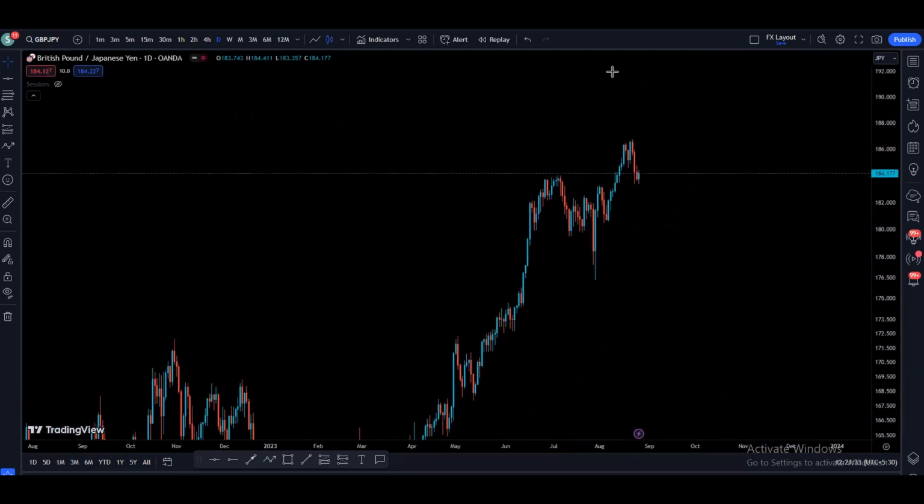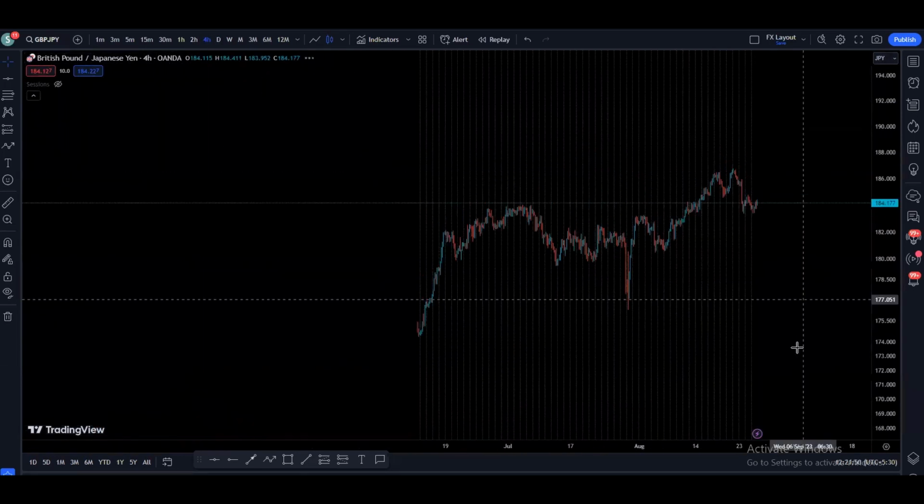On the daily time frame, we are very much bullish because we are making higher highs and higher lows. So we created a high. After that, we created a low, then we broke the previous high, created another high. So right now, the price may come down to find support and continue this bullish momentum on the daily time frame. Now let's go to the 4-hour time frame to see more details.